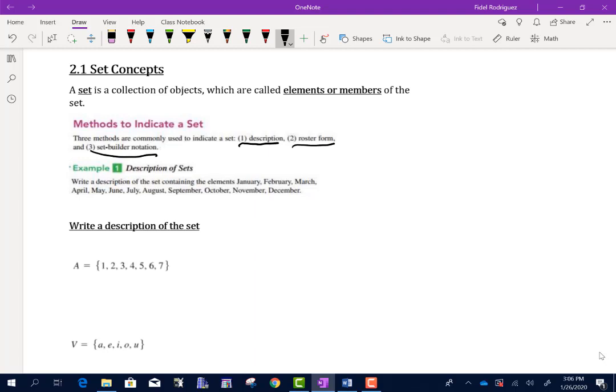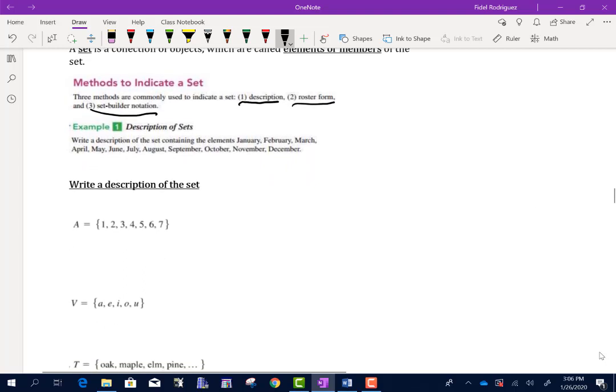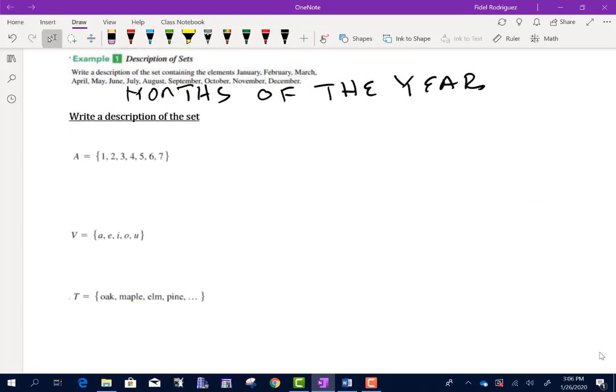Okay, so the first one here says, let's talk a little bit about descriptions of sets. And the example here says, write a description of the set containing the elements January, February, March, April, May, June, July, August, September, October, November. So what is the description? These are going to be the months of the year, right? Okay. Now, let's take a look at the next ones.